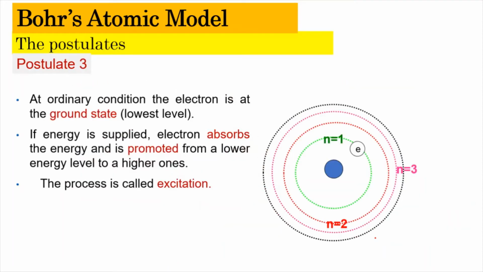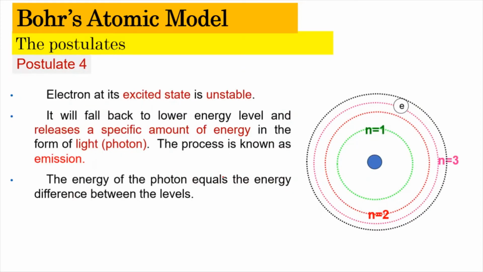Next, we move on to postulate number 3. According to him, at ordinary condition, the electron is at the ground state, which is the lowest level. But when energy is supplied, the electron will absorb the energy and be promoted to a higher energy level, in this case from N equal to 1 to N equal to 3. And this process is known as excitation. Okay, and this will bring us to the fourth postulate, which is postulate number 4.